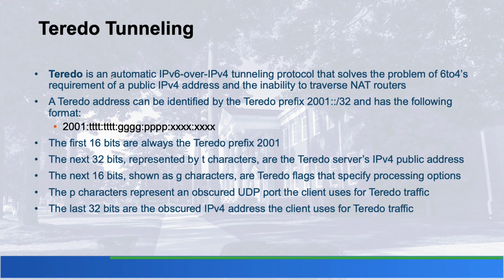Teredo is an automatic tunneling protocol. It solves the problem of 6-to-4's requirement of a public 4 IP address and its inability to traverse NAT. So if you use network address translation at all on your network, you need to set up Teredo. Teredo's nice, but it takes some setup, right? You need to have Teredo servers and things of that nature. Yep.